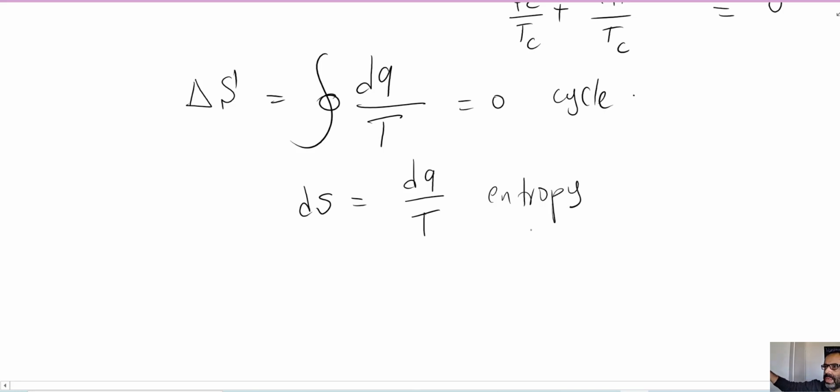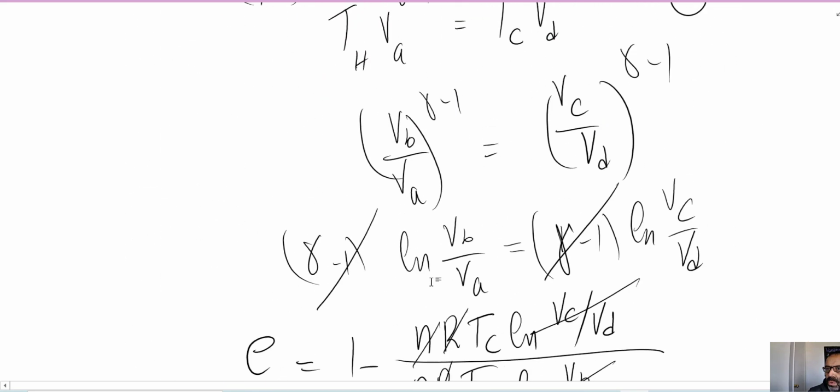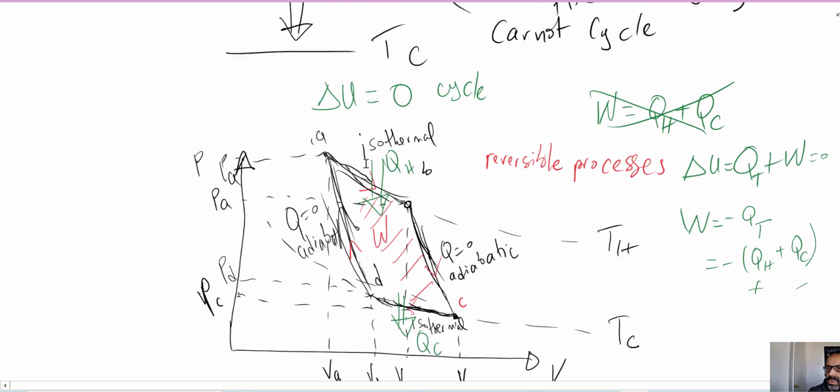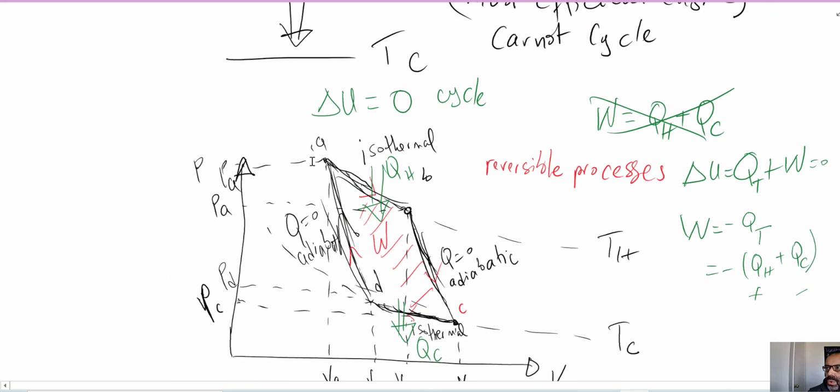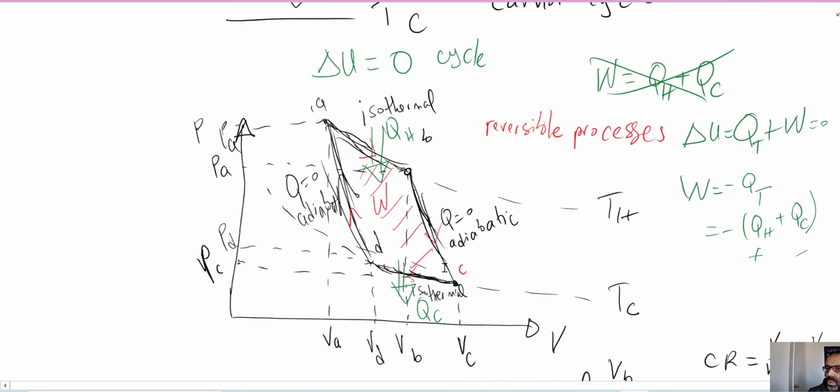Okay, so this is another quantity that also seems to be a state variable, meaning that if you go from point to point to point and come back to the same starting point, it should be 0 through this process. The process is reversible, that's why the quantity is 0 in this case.